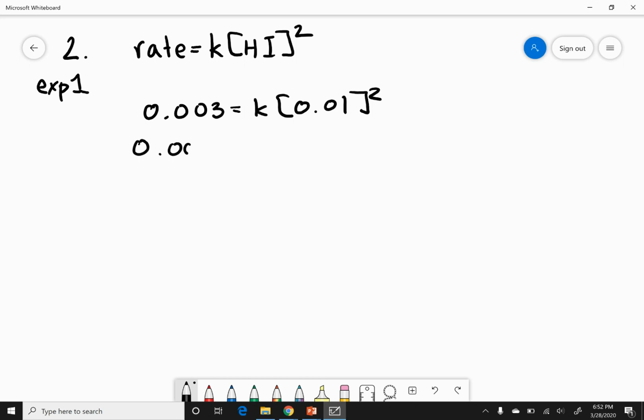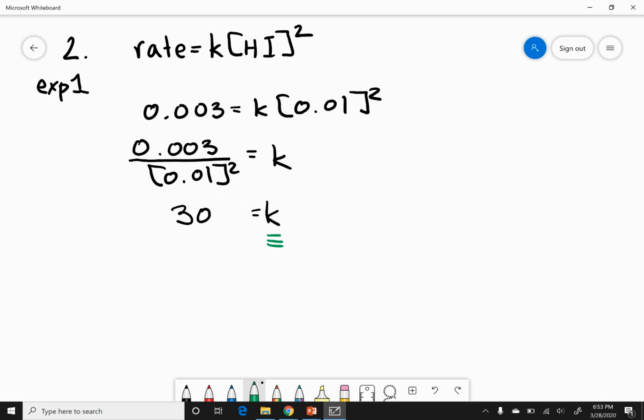So this is 0.003 divided by 0.01 squared, and that all equals K. Now, if I go ahead and solve this, K equals 30. Now, what I didn't do right here is I didn't put the units in here. And I specifically didn't put units in here because I want to drive home this point.